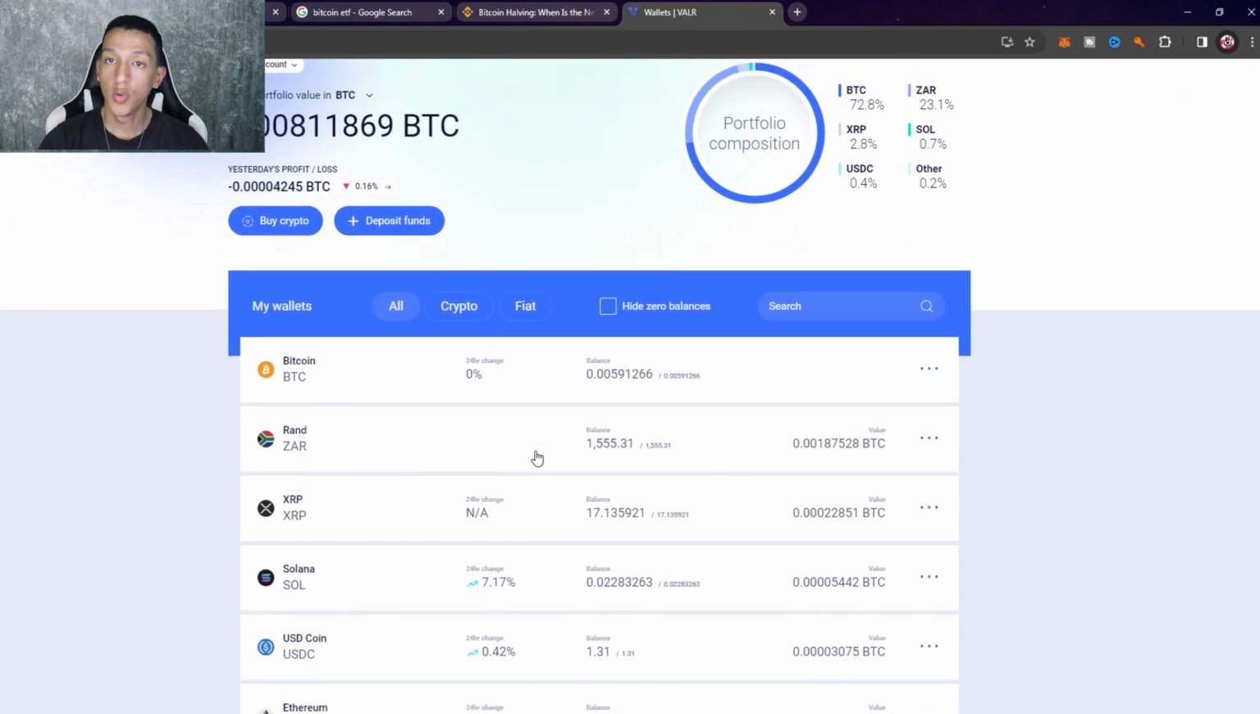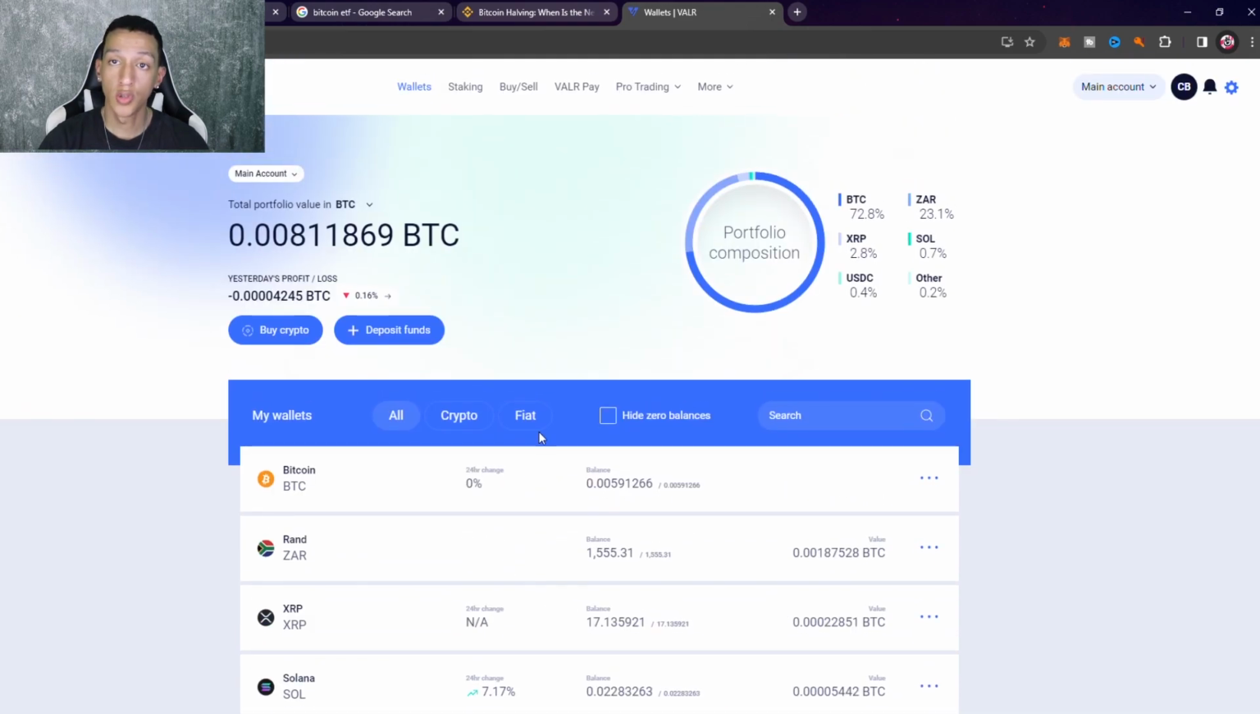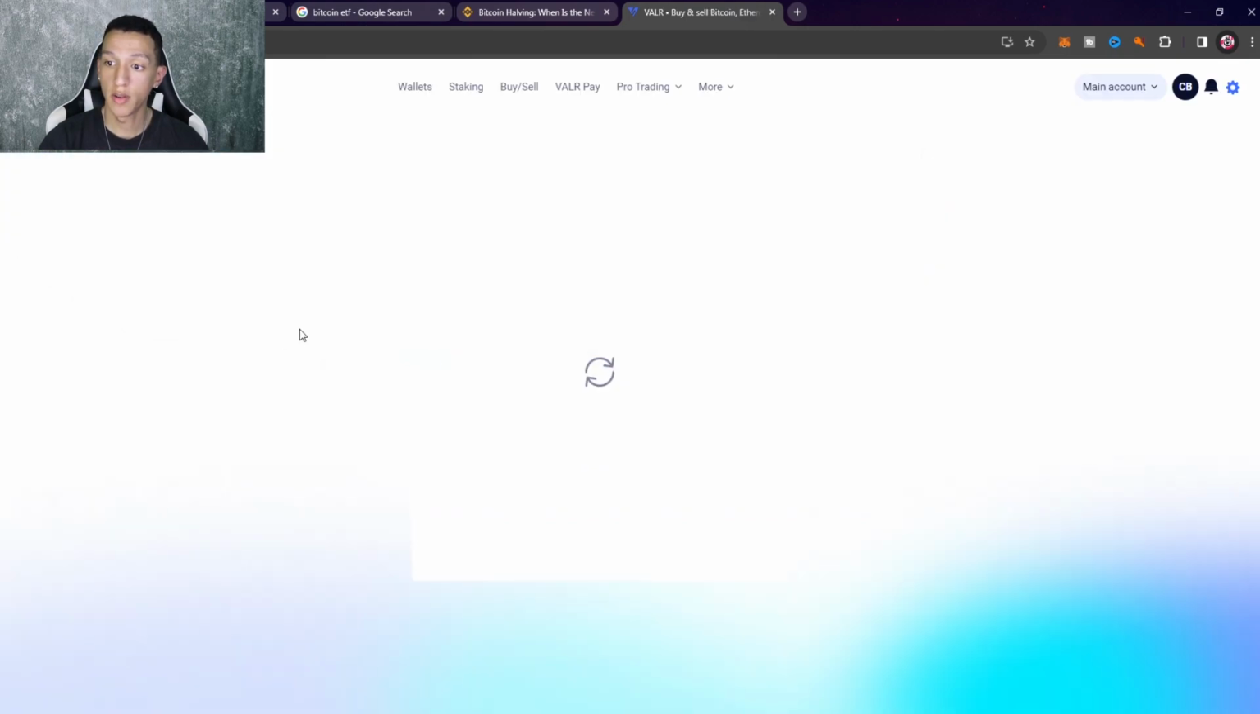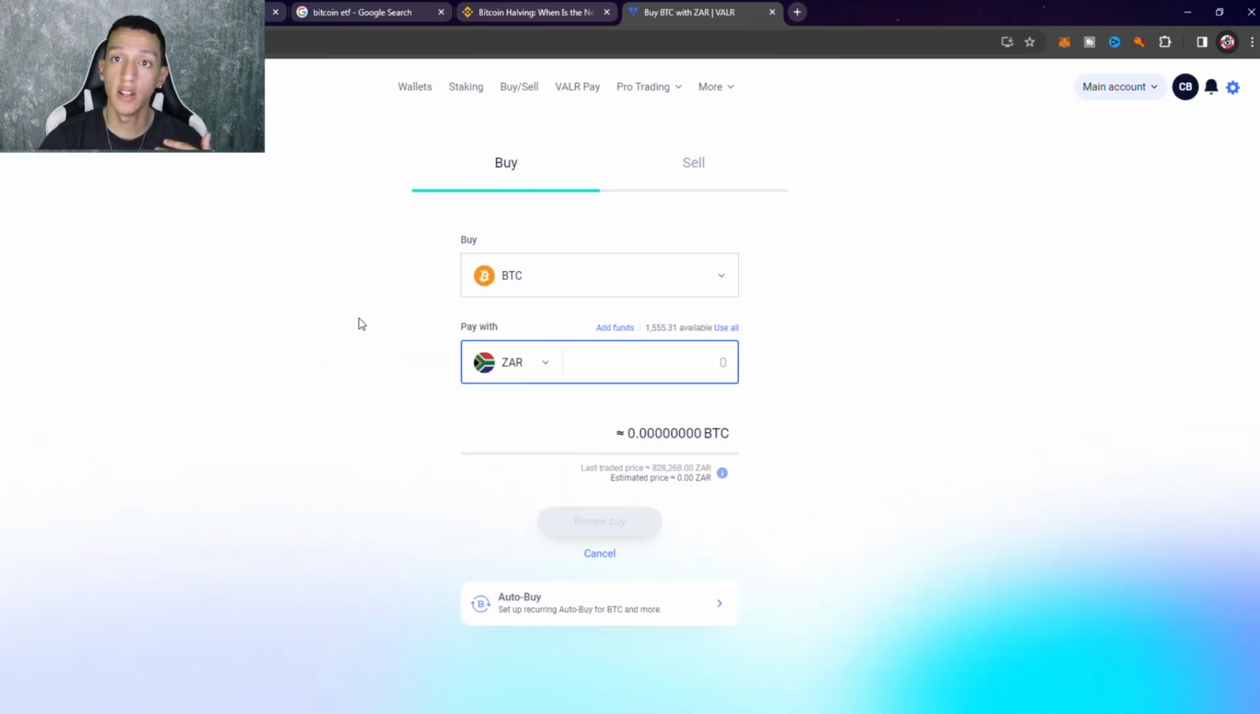So let's just do a market buy, and then let's also do a few. I'm going to do 3 examples of limit buys. So let's just go to buy crypto. This is instantly buying. If you're not going to care too much, you just want to buy and hold for the long term, so instantly buy.